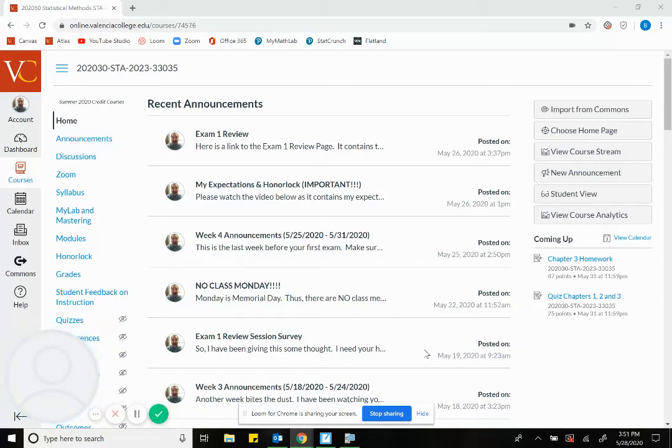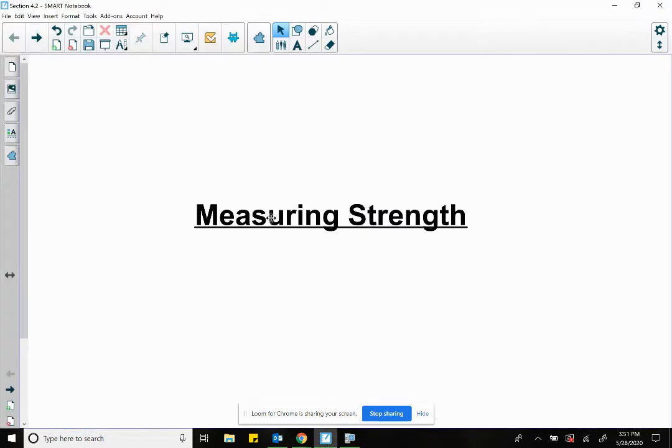Back. It's time to continue on with our discussion of scatter plots. And this time we're going to focus in 4.2 on what we call measuring strength.